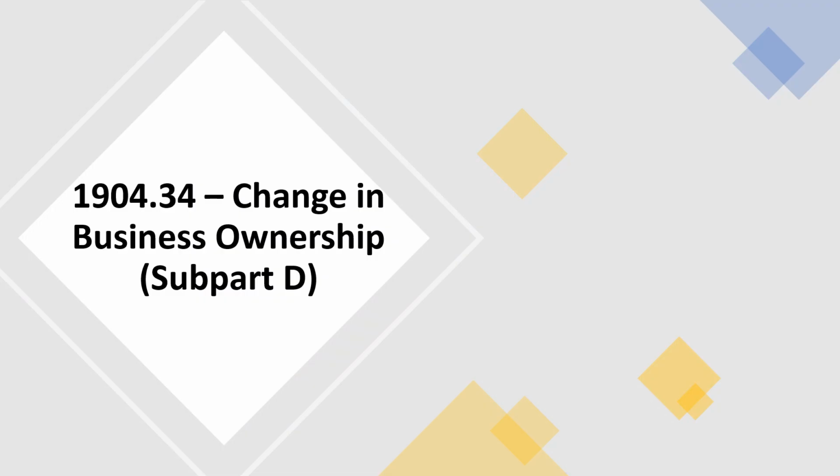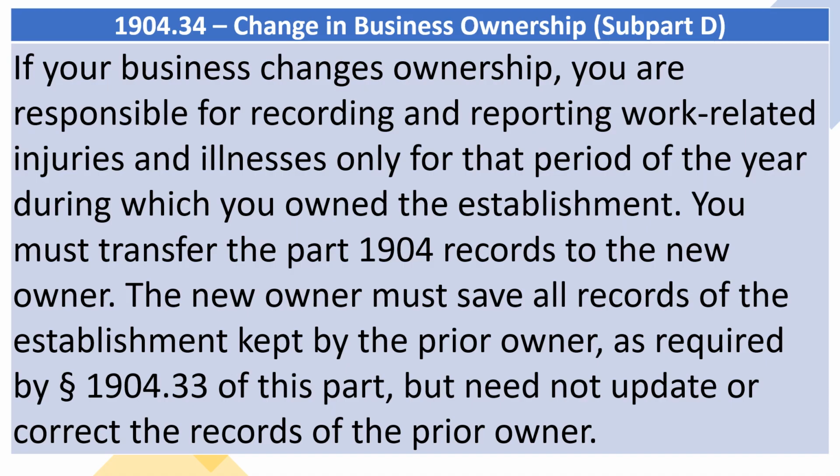OSHA 1904.34, Change in business ownership. If your business changes ownership, you are responsible for recording and reporting work-related injuries and illnesses only for that period of the year during which you owned the establishment. You must transfer the Part 1904 records to the new owner. The new owner must save all records of the establishment kept by the prior owner, as required by Section 1904.33 of this part, but need not update or correct the records of the prior owner.